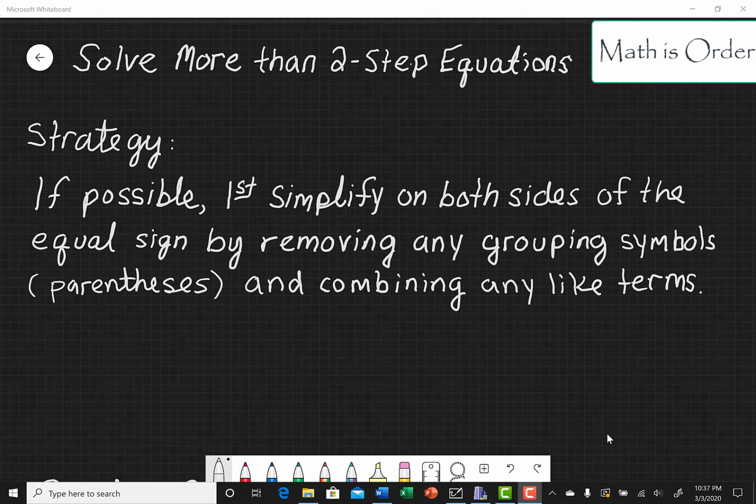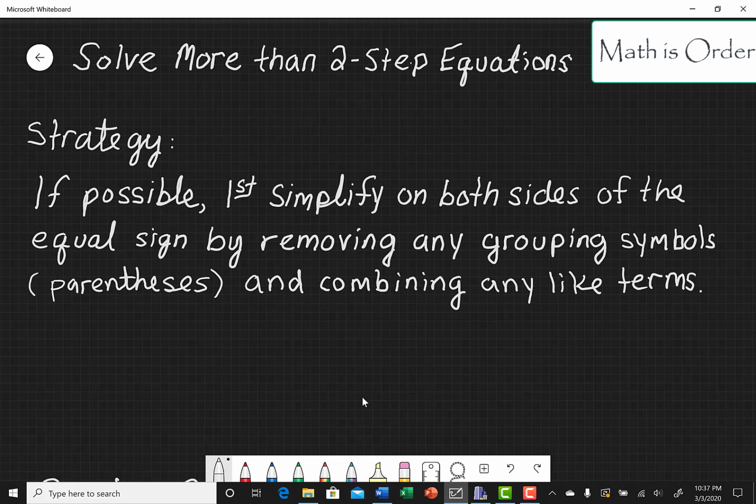In this video, we show how to solve more than two-step equations. This is a continuation video after our solving one-step or two-step equations. The strategy for solving these equations is, if possible, first simplify on both sides of the equal sign by removing any grouping symbols, that is parentheses, and combining any like terms.